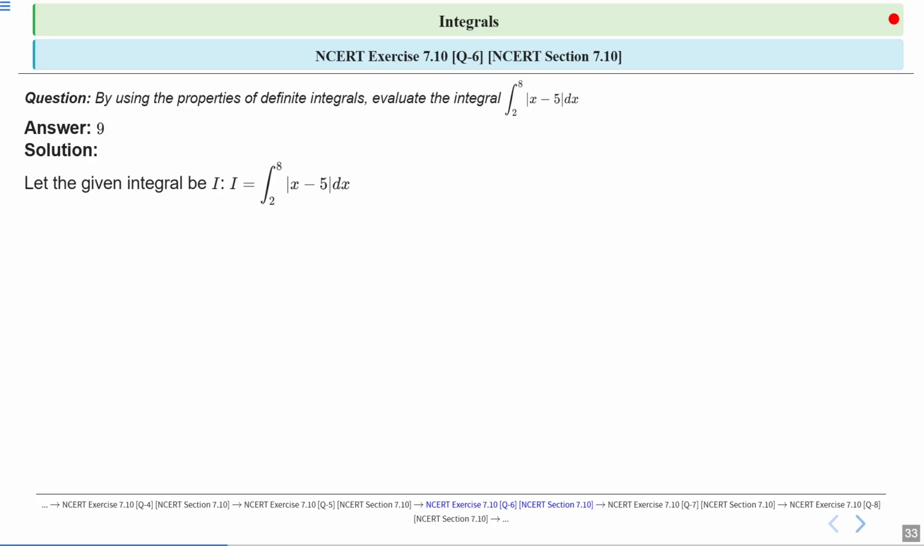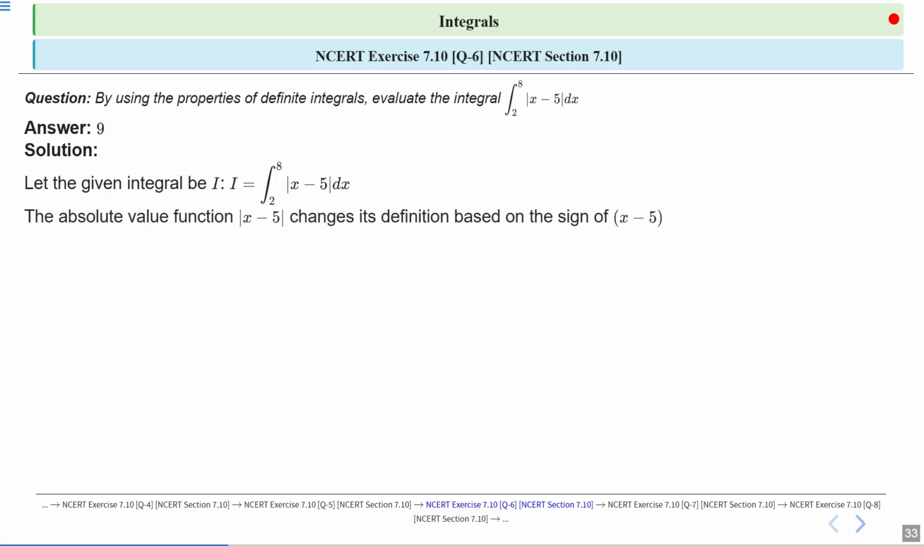Now let the given integral be I. So I is equal to the integral from 2 to 8 of mod x minus 5 dx. The value changes its definition based on the sign of x minus 5. So at first we need to find the critical point, and to find it we just take x minus 5 equal to 0. So x is equal to 5 and 5 is a critical point. So we need to split the interval at 5.